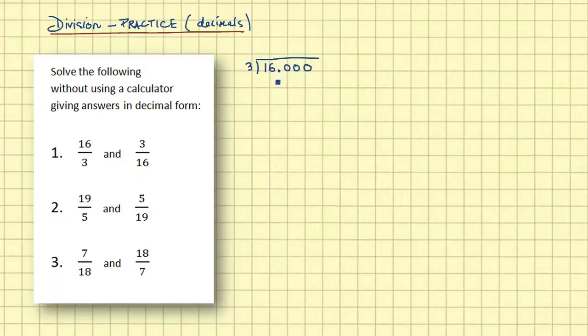So 16 divided by 3, well, that's going to be 5 because I know that 3 times 5 is 15, that's nearly 16, and I know that 3 times 6 is 18, so that's going to be too much. So 3 times 5 is 15, and we write that underneath using the long division method. Okay, so now we subtract because we need to know the remainder, and the remainder is in fact 1.